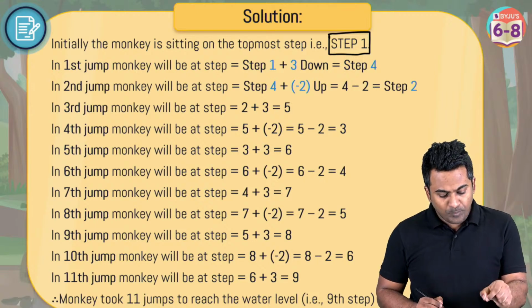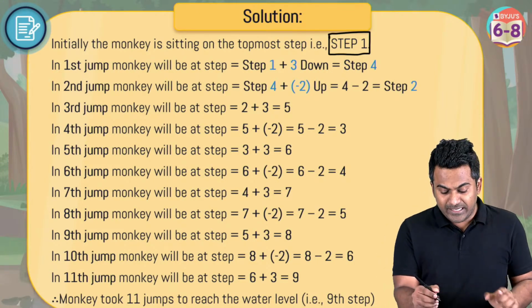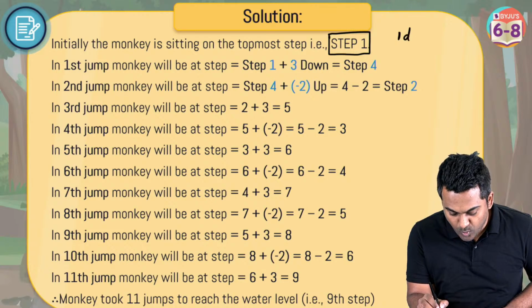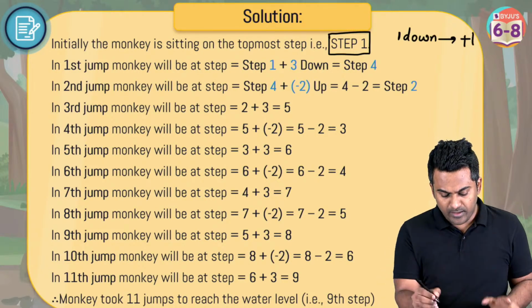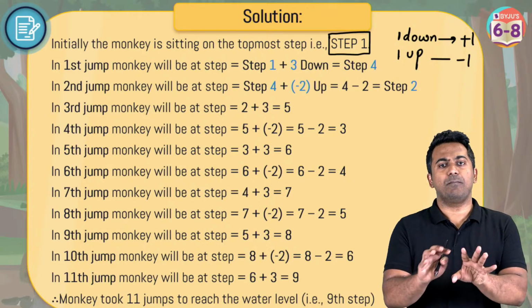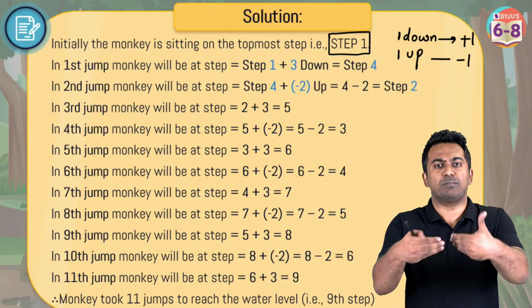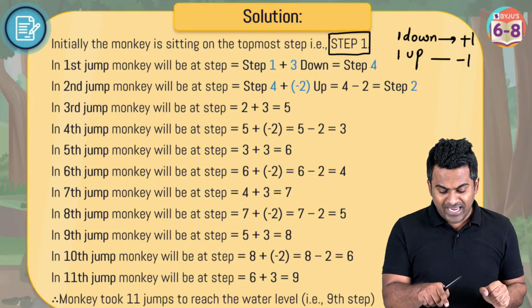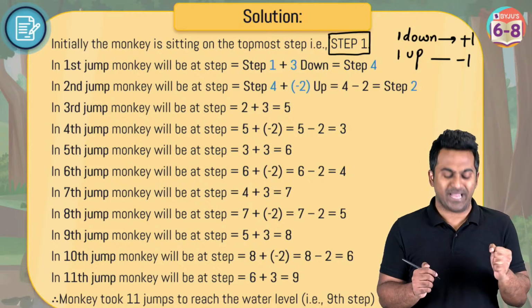Okay. Now, what we are doing here is whenever the monkey is coming down, let me just write that down here. 1 down is plus 1. And whenever the monkey is moving up, 1 up is going to be minus 1. So in a similar way, 3 down is going to be plus 1, plus 1, plus 1, which will give you plus 3. And 2 up is going to be minus 1, which will give you minus 2.